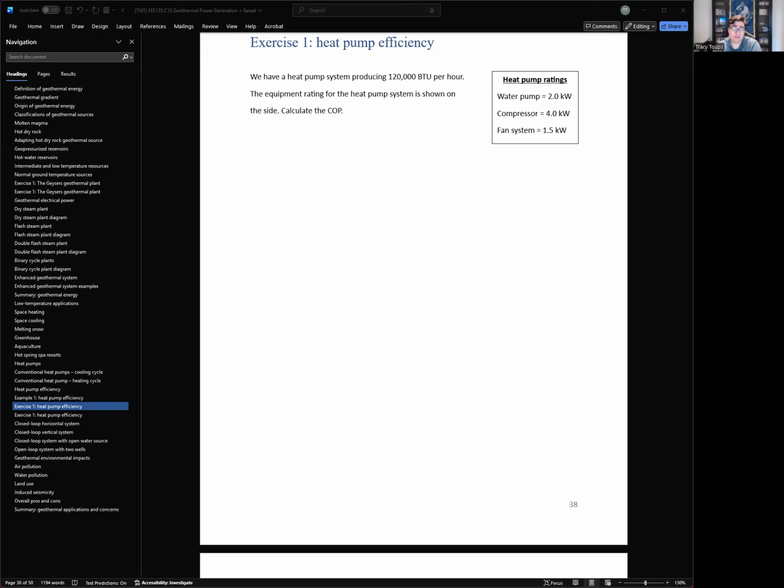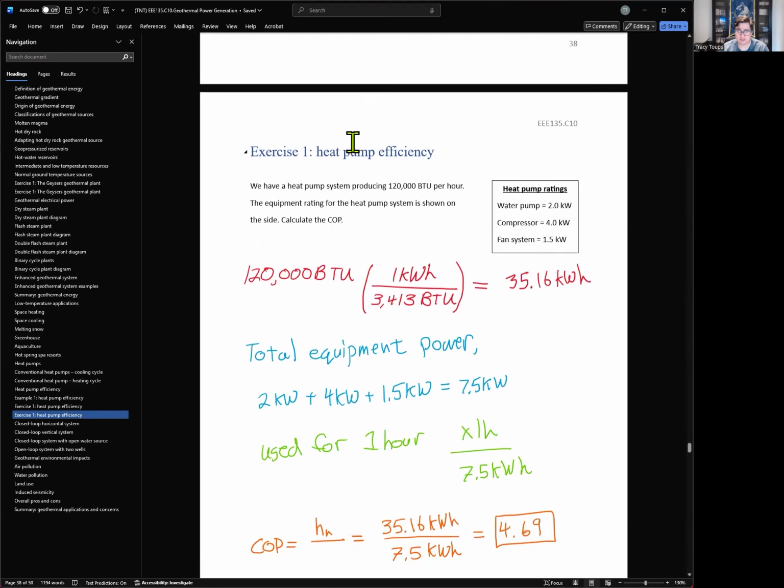All right, welcome back from our 15-minute break for the second lecture, geothermal sources. We talked about looking at the heat pump efficiency. So let's go ahead and see how we did this.